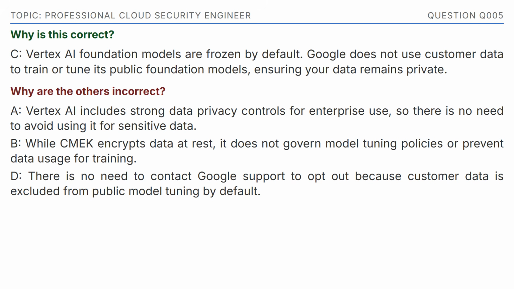Why are the others incorrect? A. Vertex AI includes strong data privacy controls for enterprise use, so there is no need to avoid using it for sensitive data. B. While CMEK encrypts data at rest, it does not govern model tuning policies or prevent data usage for training. D. There is no need to contact Google support to opt out because customer data is excluded from public model tuning by default.